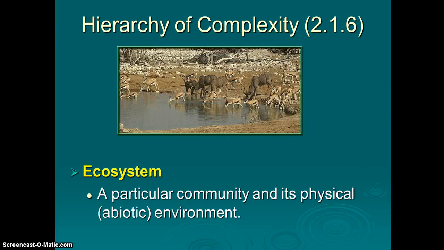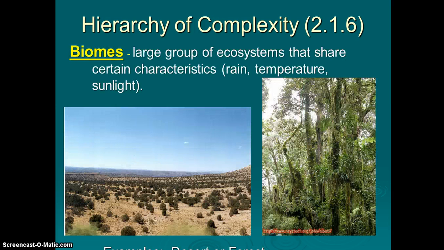Next, we have our ecosystem. Now we're adding even more populations, but we're going to add in the abiotic. So here we can see rocks, we can see the soil, we can see the water. All these things are physical to the environment, and they're interacting with the biotic. An ecosystem is the first level of complexity when we're referring to not just the living things, but also the abiotic. Next, we have biomes.